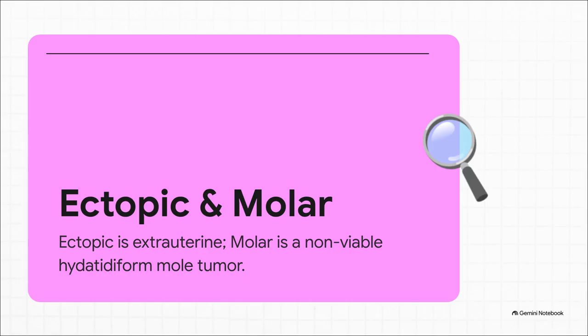Since neither of these are viable, they require very specific code assignments that look totally different from your standard delivery codes. To capture those ectopic pregnancies accurately, your code choice has to reflect the exact anatomical site of implantation. We're talking the fallopian tube, the ovary, or the abdominal cavity. For instance, assigning code O00.12 tells the payer a very specific, detailed story. It says a tubal pregnancy implanted in the fallopian tube and then it ruptured. Remember, the more precise the clinical documentation, the more precise your code needs to be.